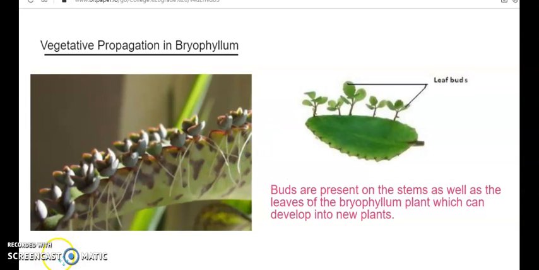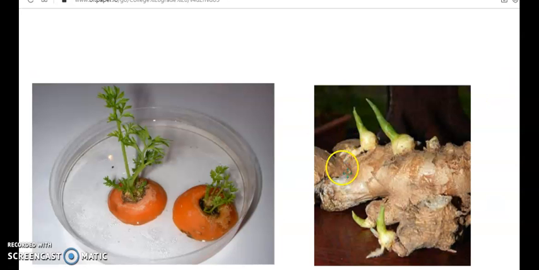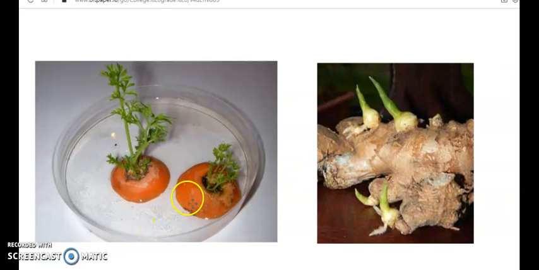Let's look into vegetative propagation in carrots, onion, and ginger. Now carrot: if you cut the top part of the carrot, that is the stem part, and place it in water, gradually within 1 week you can see green leaves sprouting out. Similarly, when a ginger is left out, from each bud you can see leaves or stem-like structures protruding out.